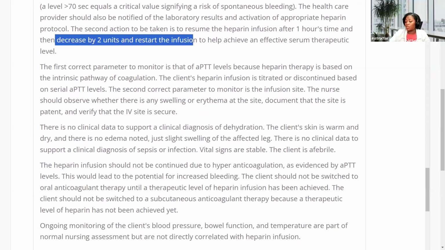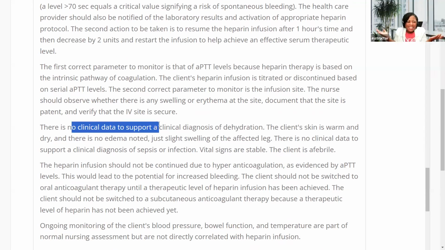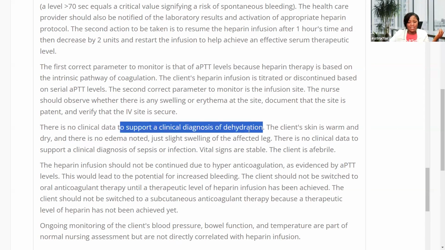And again, it's very good to make sure that we are looking at the rest of it. There was an option for dehydration, but there was nothing that supported a diagnosis of dehydration, right? So again, we always want to make sure we can connect back up in the question the problem or evidence, assessment, information that connects you to the diagnosis. It's got to be there. Otherwise, if it's not there and it doesn't support the diagnosis, guess what? That ain't your answer.